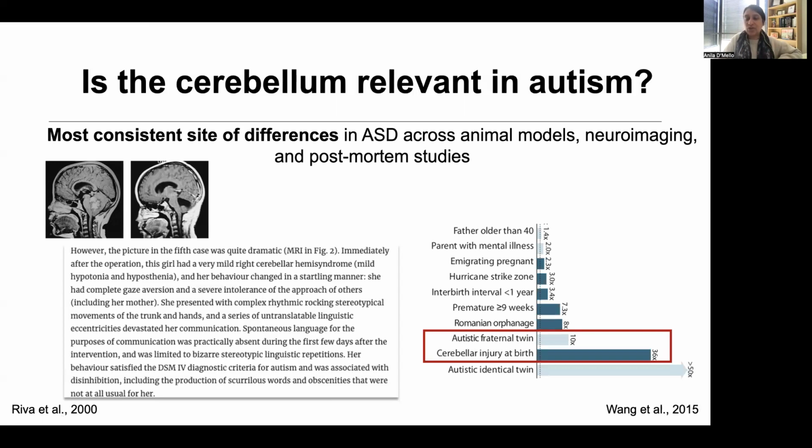And actually, when you start to quantify cases like this, it looks like something like cerebellar injury at birth is associated with a higher probability of getting an autism diagnosis later in life than even having an autistic fraternal twin, right? So this is like a 36 times probability increase of receiving an autism diagnosis.